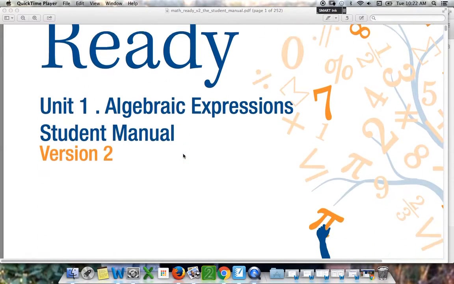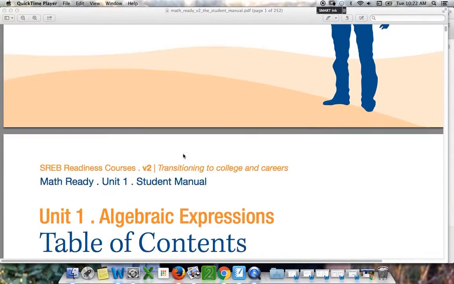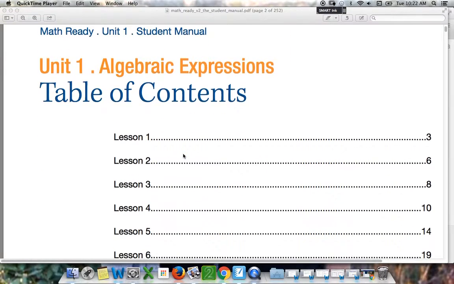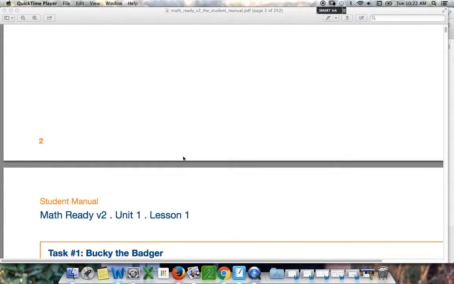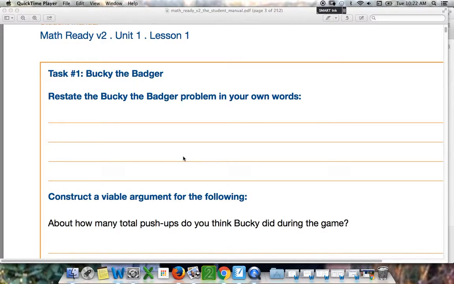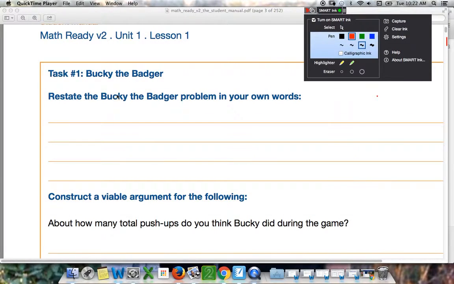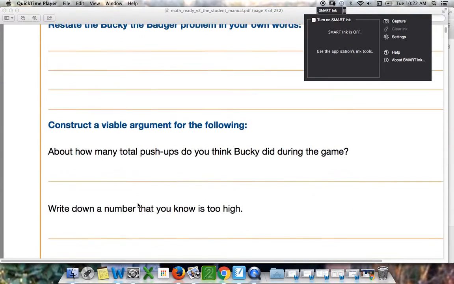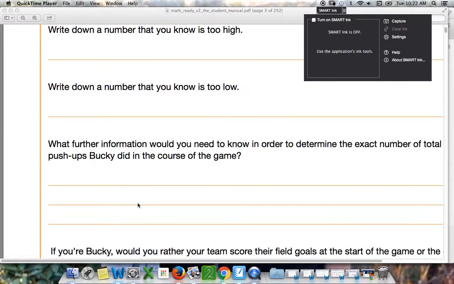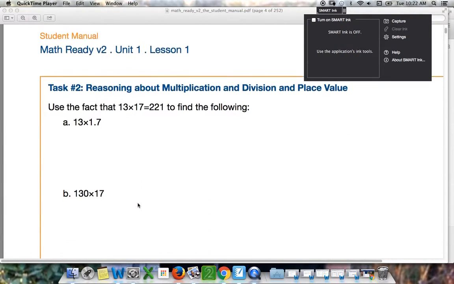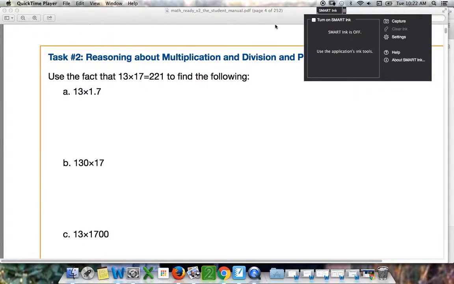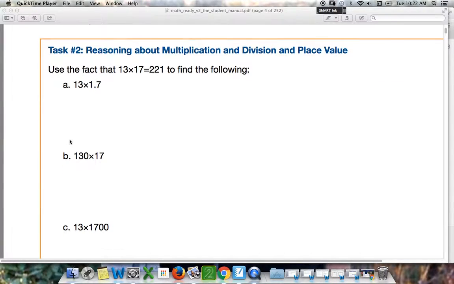Okay, so this is going to be the Unit 1 review for your final. You should have your Unit 1 pack out, or you can refer to the email to get the electronic copy. The first problem was Bucky the Badger, and that was just something that we did to get you interested in the lesson. So we will not have anything on that.